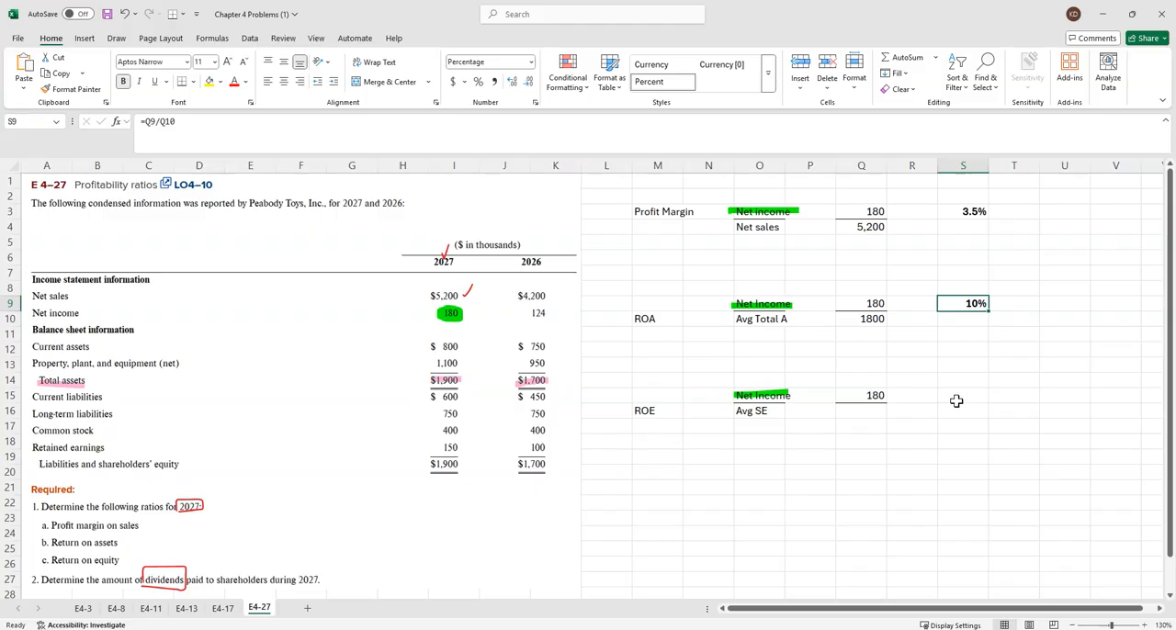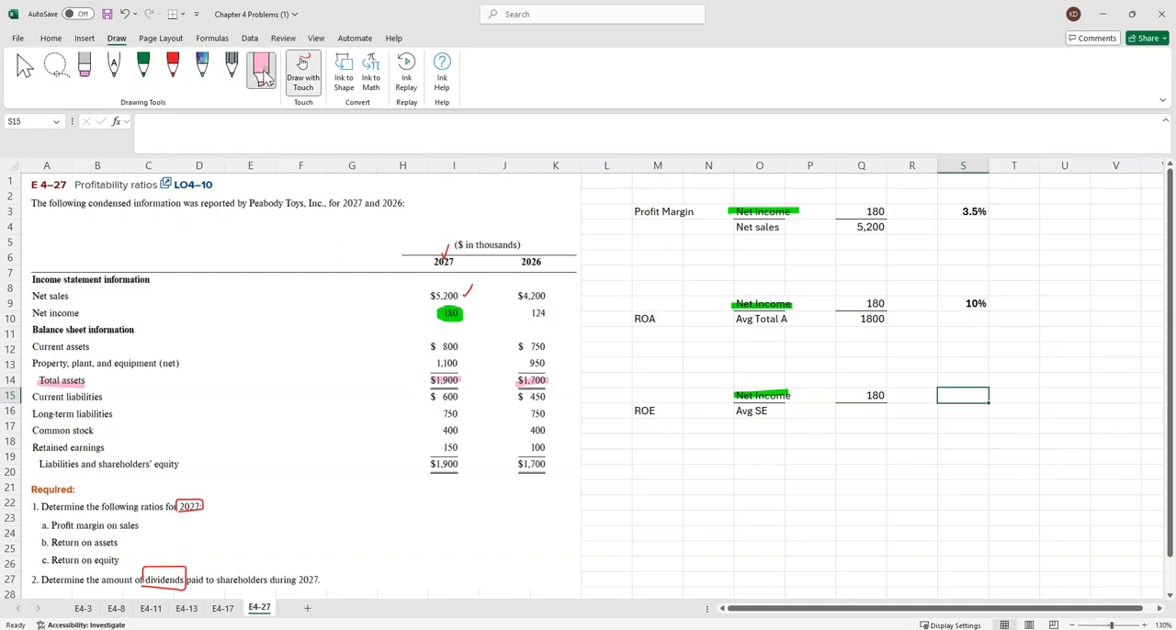Okay. Finally here, for return on equity, we can take a look at the average stockholders' equity. So that will be both retained earnings and common stock. So we'll do beginning plus ending divided by 2, right? So beginning would be 500 there, the 400 plus the 100. The ending would be 550, the 400 plus the 150. We'll divide that by 2. We're looking at 525.